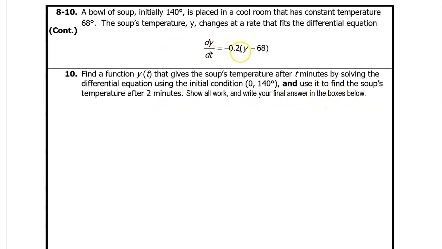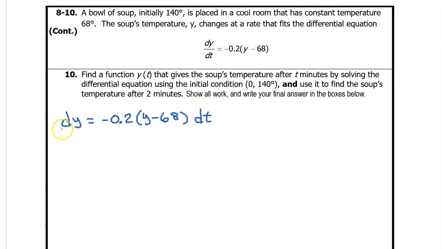This is a separable differential equation. Let's get all of the y's on the left and the t's on the right. To begin, let's get dt over on the right by multiplying both sides by dt. So far we have this. Let's get y minus 68 over to the left-hand side by dividing both sides by y minus 68. Now that we have all the y's on the left and the t's on the right, we can integrate both sides of the equation.